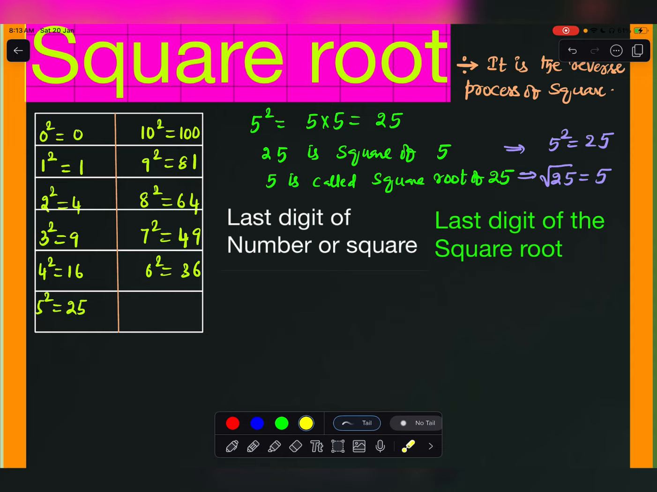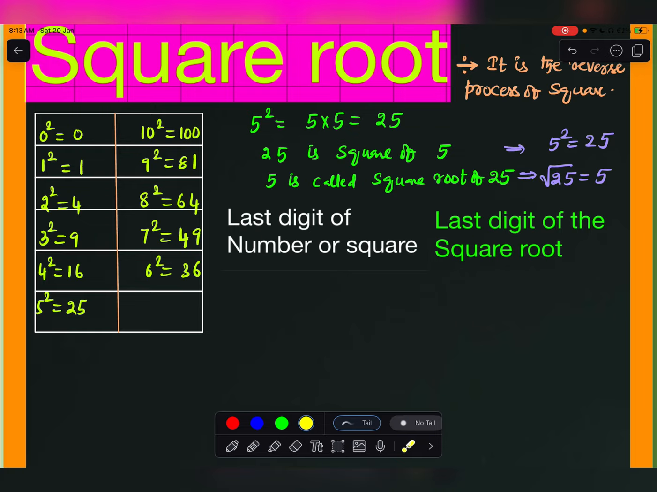Now I'm taking some standard squares. 0 squared, 0 into 0 gives 0. 10 squared, 10 into 10 gives 100. If a number ends with 0, its square root also ends with 0 when it is a perfect square. Next, 1 squared equals 1 and 9 squared equals 81. If a number ends with 1, its square root definitely ends with 1 or 9 only. Two possibilities are there.